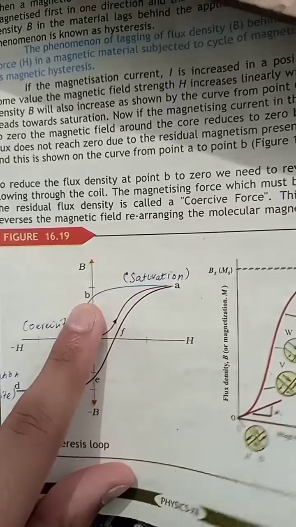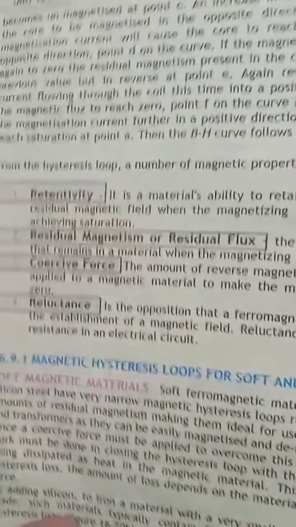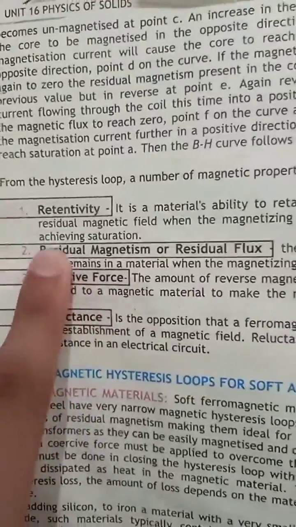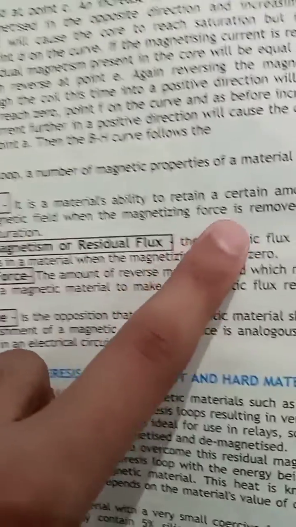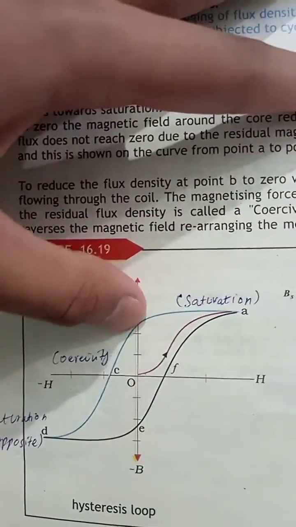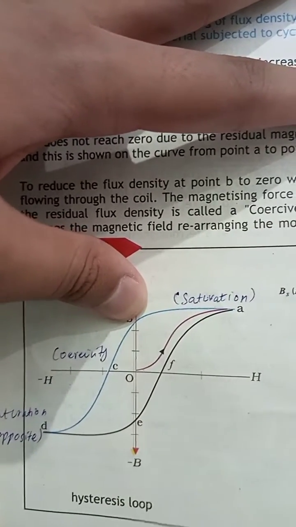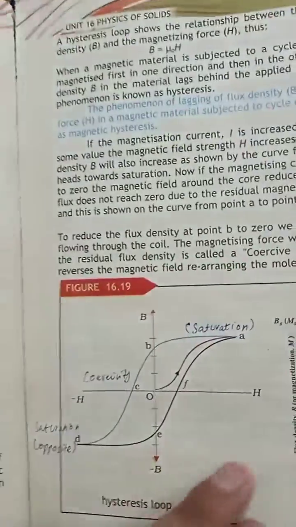So B is the point known as the point of retentivity, which means it is a material's ability to retain a certain amount of residual magnetic field when the magnetic force is removed. The magnetic force is removed and is zero, but the material still has some magnetic field. So it is the point of retentivity.